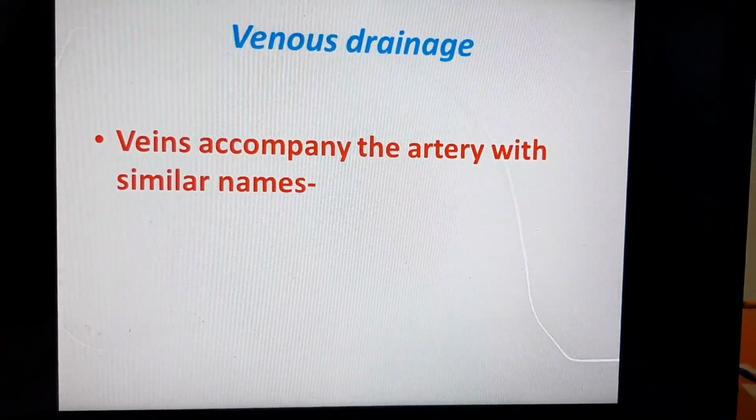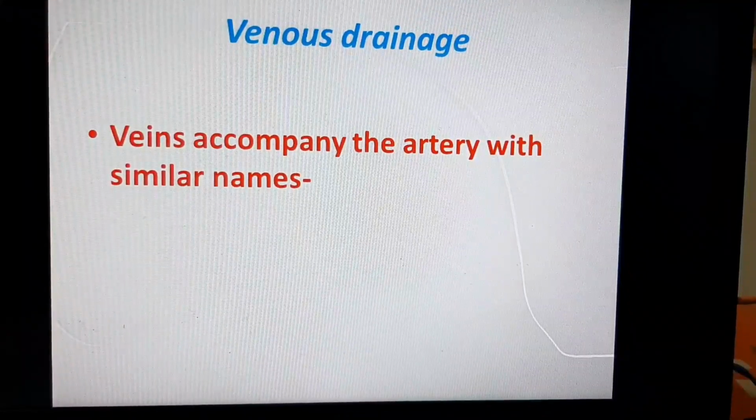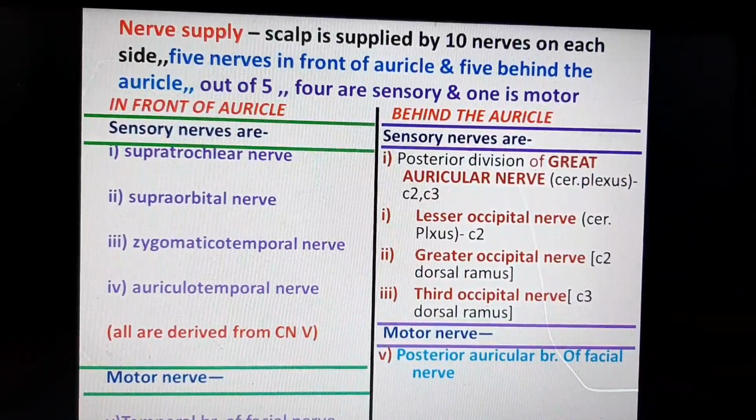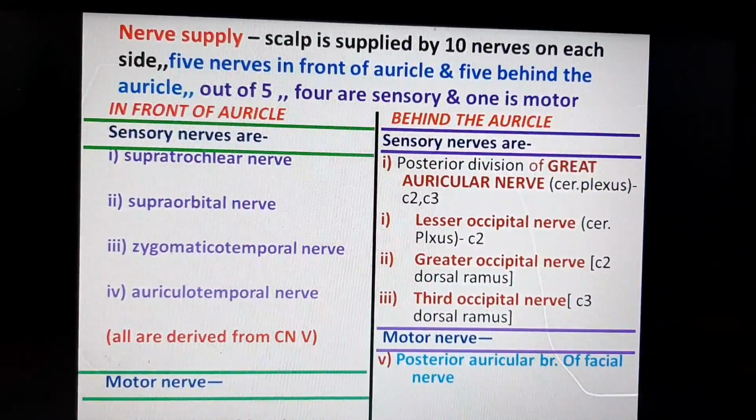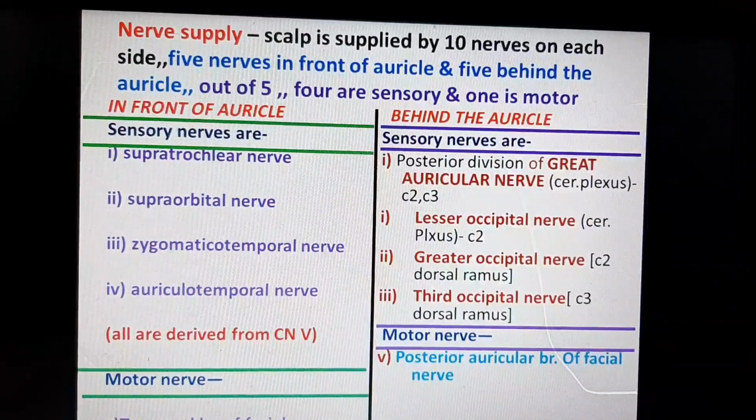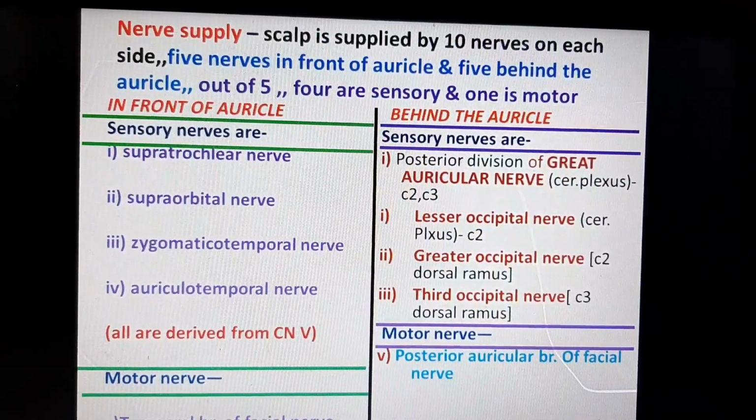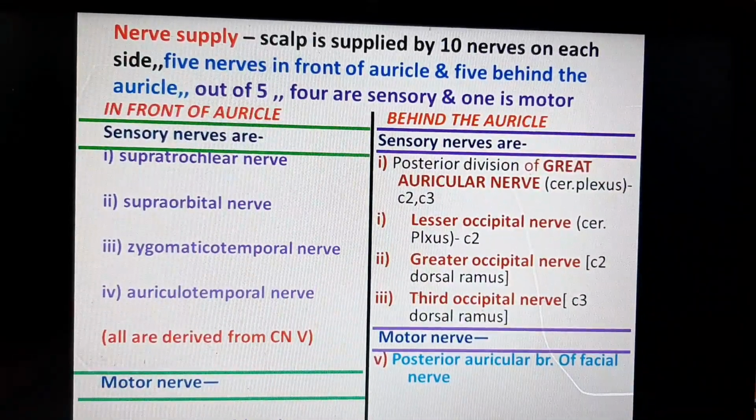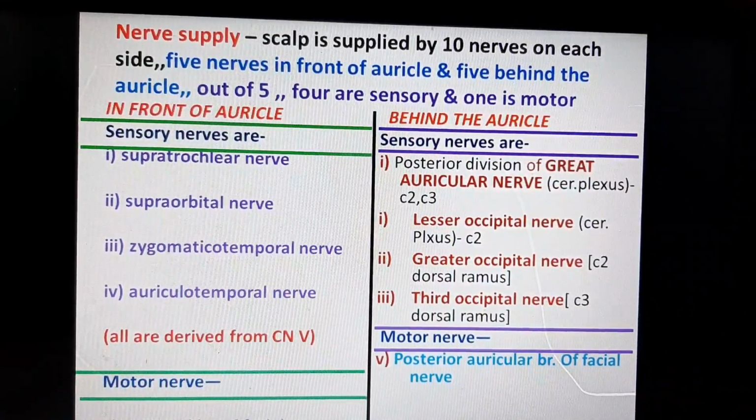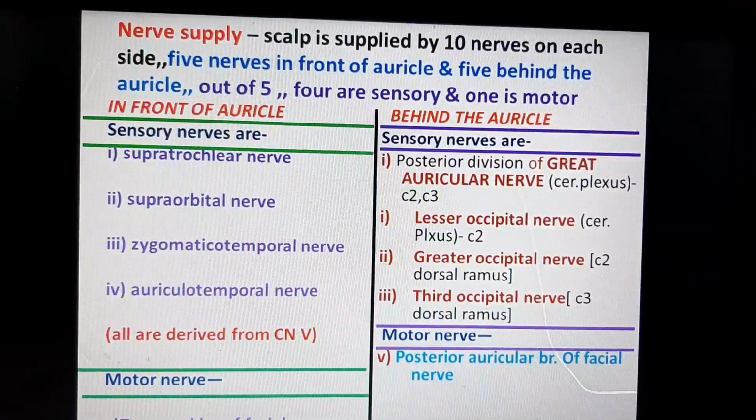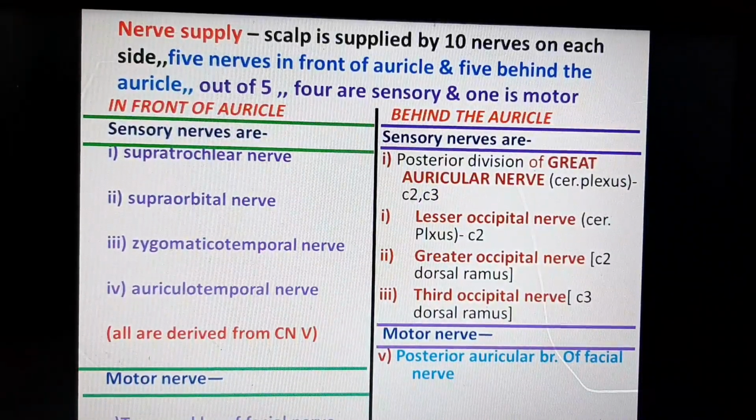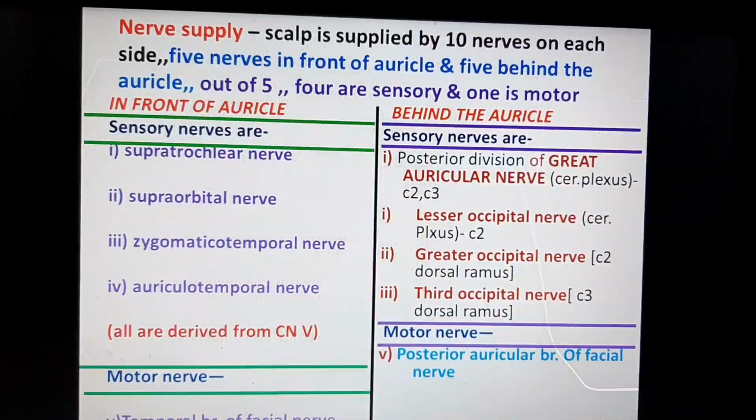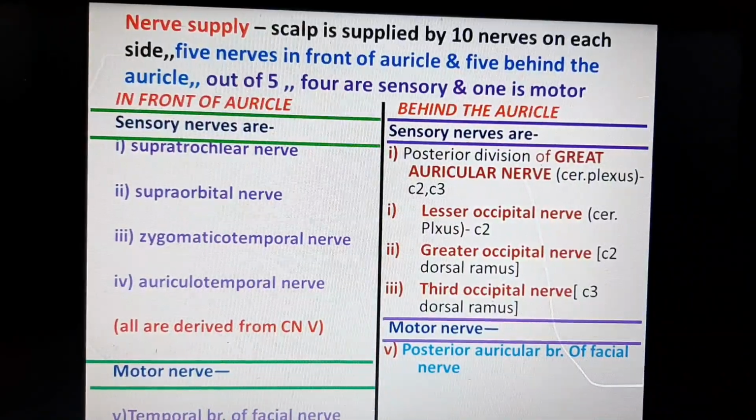Now venous drainage of scalp. Veins of scalp accompany the artery with similar names. Now the nerve supply. The scalp is supplied by 10 nerves on each side, 10 nerves on right side and 10 nerves on left side. Among these nerves, 5 nerves lie in front of the auricle and 5 nerves lie behind the auricle. Out of 5 nerves, 4 nerves are sensory and 1 nerve is motor in either group.